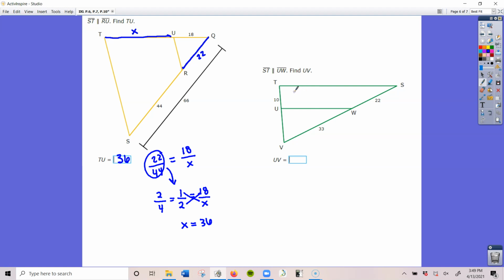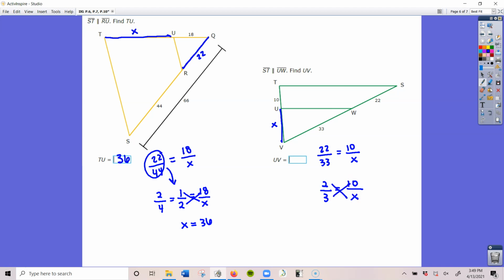Over here, we're trying to find UV. So again, I'm going to make this equal to x. Here we can set this up. We can go small to big or big to small. Again, that does not matter. I usually like to just go small to big. So I'm going to do 22 over 33 is going to equal small to big, so 10 over x. 22 over 33 can be simplified by 11. 22 divided by 11 is 2, and 33 divided by 11 is 3. And that's going to equal 10 over x.